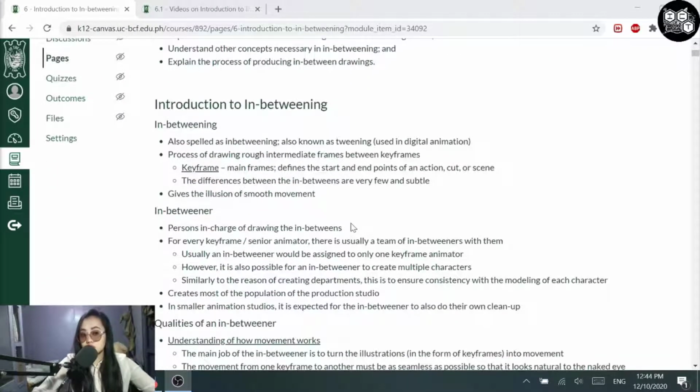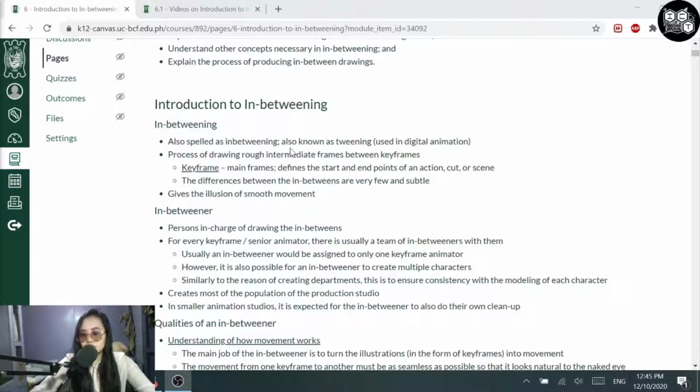So let's have first the definition of in-betweening. In-betweening can be spelled in a number of ways. The one that I'll be using is the one that is approved by DepEd and TESDA, which is IN with a dash in between IN and then betweening. In-betweening, also known as tweening for digital animation, is basically the process of creating rough intermediate frames between keyframes. So basically, you have your two keyframes, which you have probably cleaned up, and then you're going to create the frames in between them. That's why it's called in-betweening.